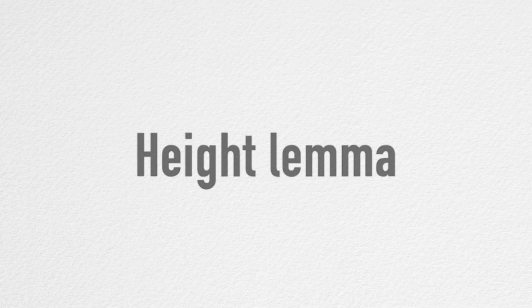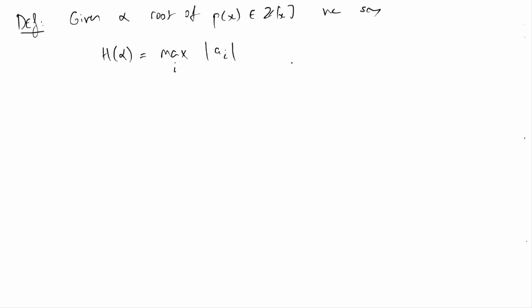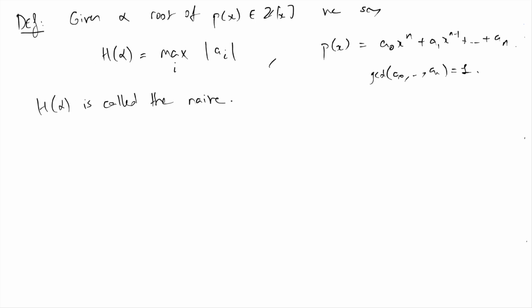So to address this problem, let's make the following definition. Given alpha, a root of its minimal polynomial p with integer coefficients, we define h of alpha to be the following. It will be the maximum of the absolute value of the coefficients of p. Remember, I have integer coefficients, so I did not ask for it to be monic, but I would like the GCD of these numbers to be 1. Okay, so this is called the naive height.